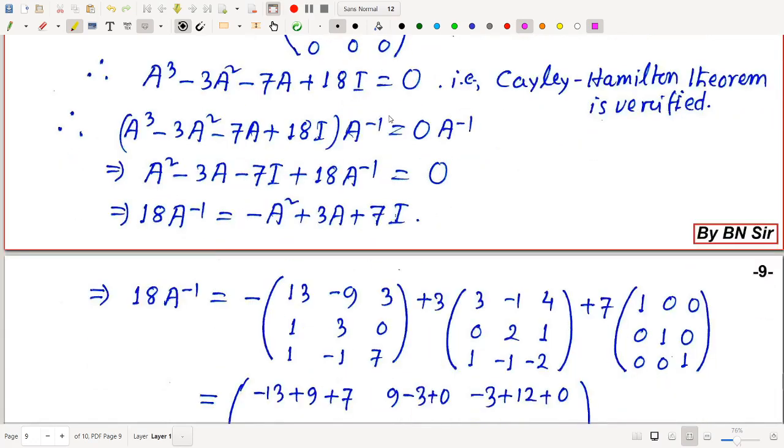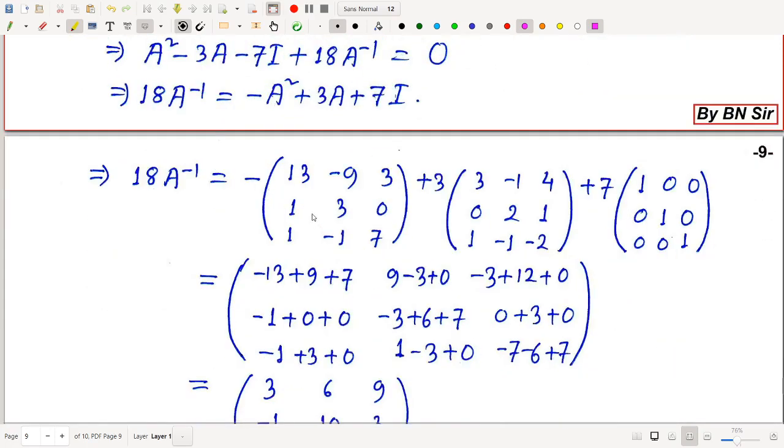Now we want to find inverse. Multiply by A inverse from the right. So O into A inverse will be O, and here A cube will become A square, A square will become A, A into A inverse will become I, I into A inverse is A inverse. So 18A inverse is minus A square plus 3A plus 7I.